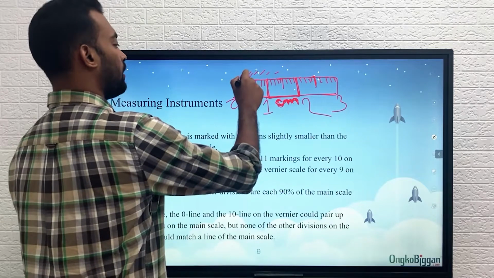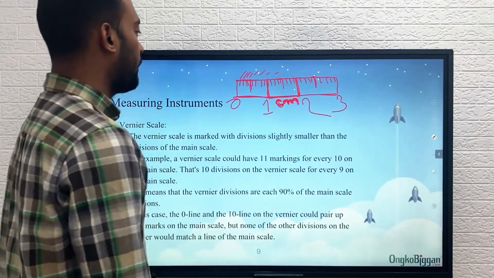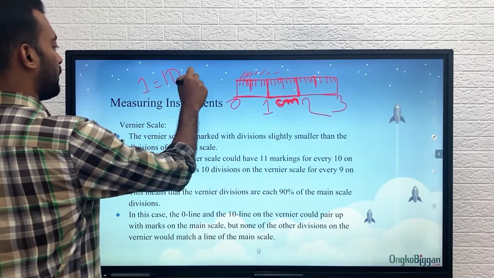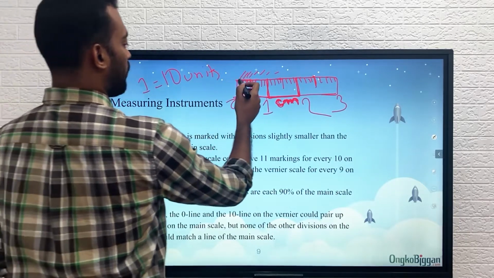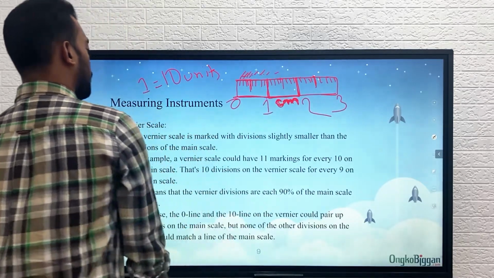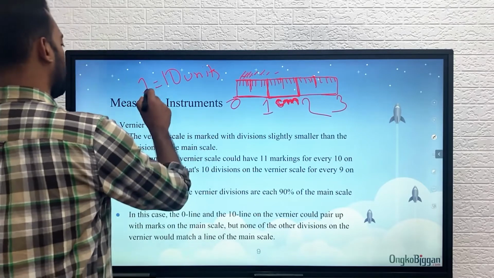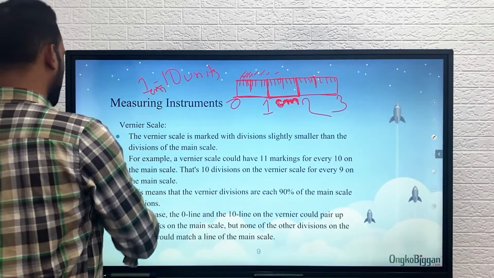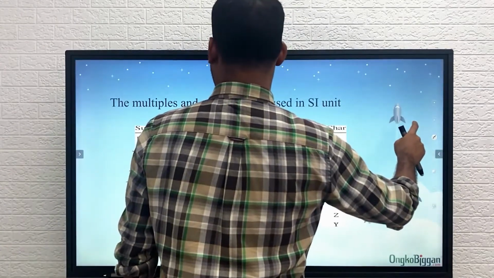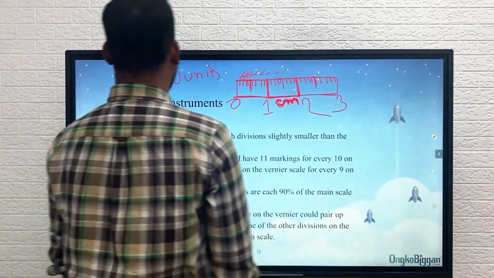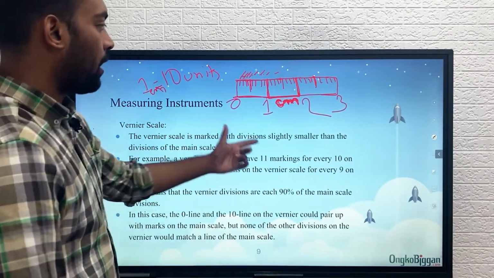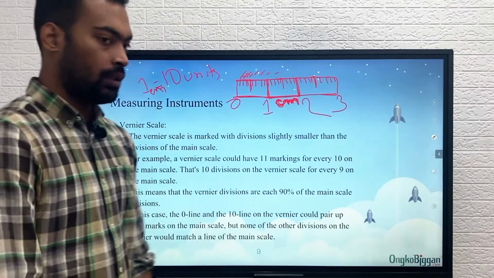And the small units which are there, saying that 1 centimeter is equal to 10 units. You count each unit, there are 10 units, 1, 2, 3, 4, 5, 6, 7, 8, 9, 10. So 1 centimeter is equal to 10 millimeter actually. So this is how the normal scale that we use looks like.